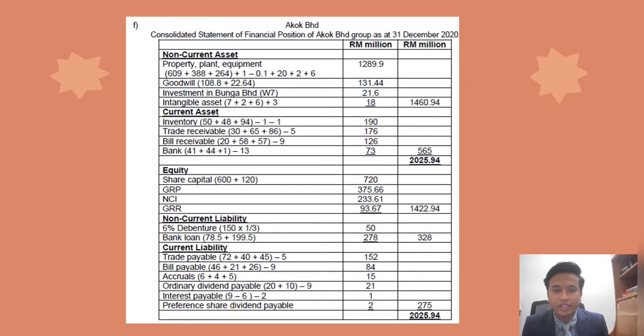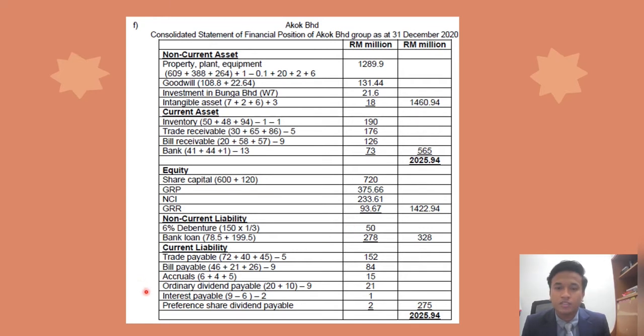So for the consolidated statement of financial position of ACOB Berhad Group as at 31st December 2020, the concepts are still the same as the consolidated SOPL. We need to add up all the items in each company and less any intra-transactions. For the goodwill, we will get from the calculation of goodwill, and the investment in associate I will show you in the working 7. For GRP, NCI and GRR, we get it from our SOCI, and 6% debenture 150 times 1/3 because 2/3 was acquired by ACOB. So the remaining we will get 50 million, we put it in our consolidated SOFP.